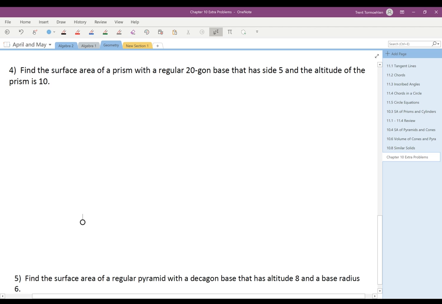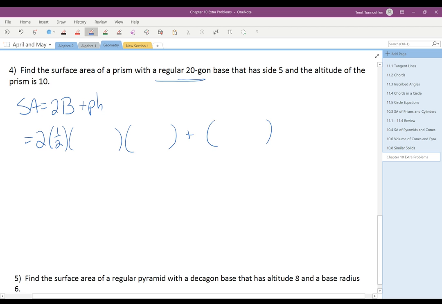Okay, so for number 4, we're looking at a prism again. And so the surface area of a prism, remember, is 2 times the area of the base plus the perimeter times the height. And so the area of the base is going to be 1/2 times the apothem. It's a regular 20-gon, and so it's just going to be times the apothem times the perimeter. And then we're going to use the perimeter again times the h, and the h is given to you as the altitude of the prism, which is 10.